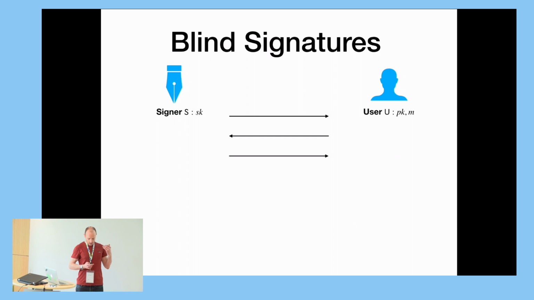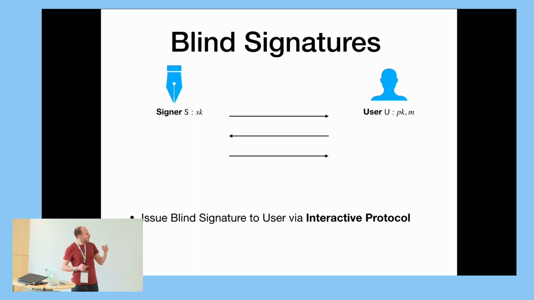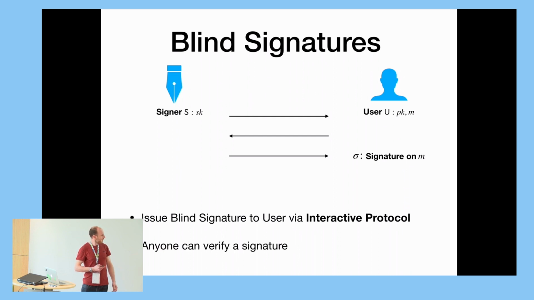Now, the idea is that the signer and the user are going to run this interactive protocol, and at the end of the protocol, the user is going to hold a signature sigma on M that anybody can verify using the public key. Okay, so note that in comparison to regular signing, the signer here is not in possession of the message.